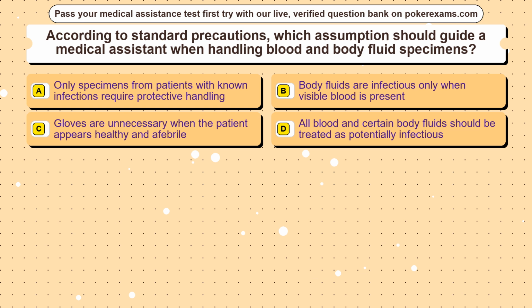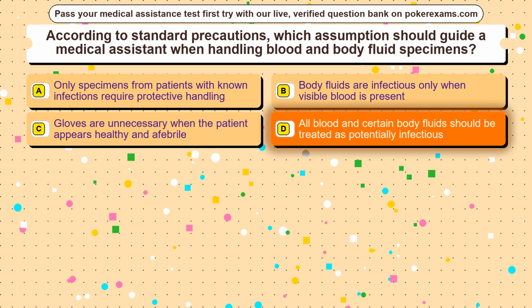Question 53. According to standard precautions, which assumption should guide a medical assistant when handling blood and body fluid specimens? Option A. Only specimens from patients with known infections require protective handling. Option B. Body fluids are infectious only when visible blood is present. Option C. Gloves are unnecessary when the patient appears healthy and afebrile. Option D. All blood and certain body fluids should be treated as potentially infectious.